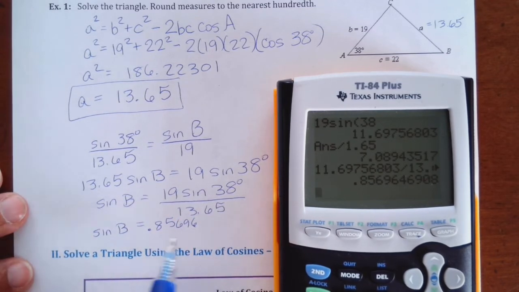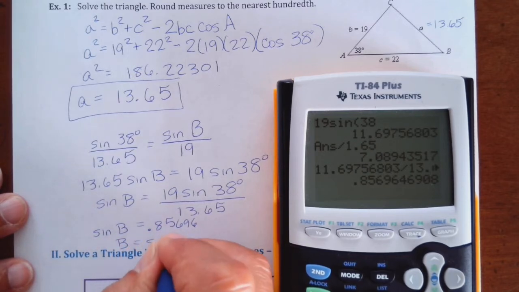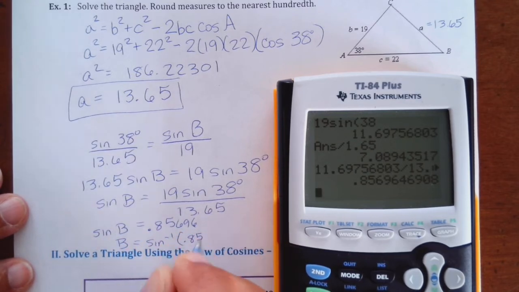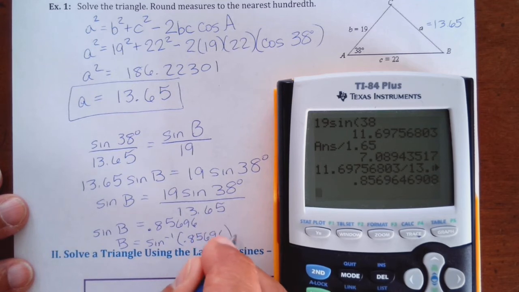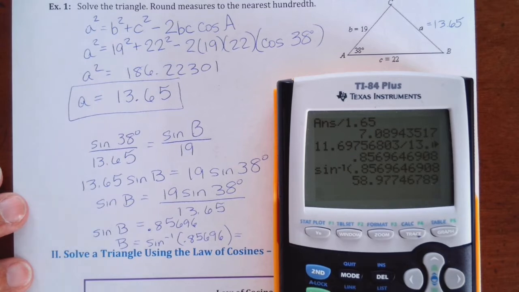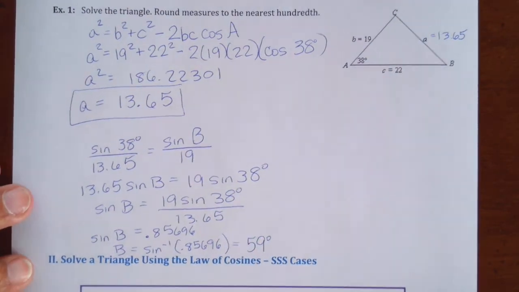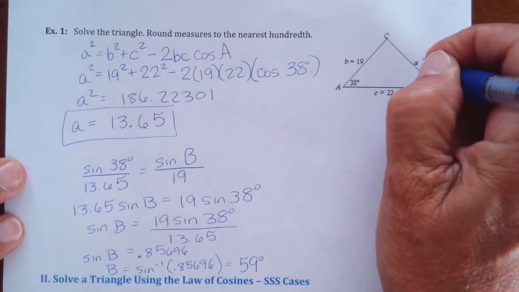But that, remember, is the sine of B. So now to find B, you're going to take the inverse sine of that. Okay. So we're going to do second sine on your calculator of this, right? And that'll give us our degree, so 58.97. So let's go ahead and round that to 59 degrees. Okay, so there's B, which is 59 degrees.